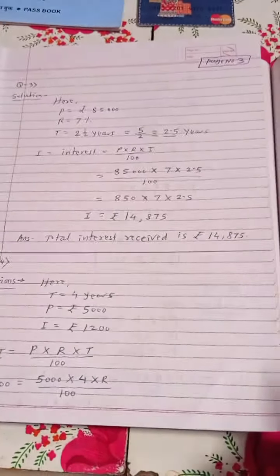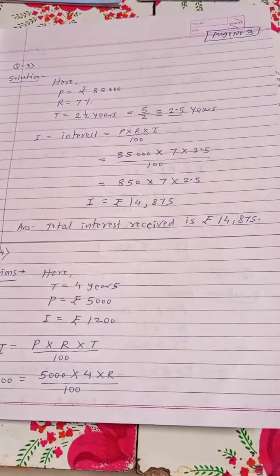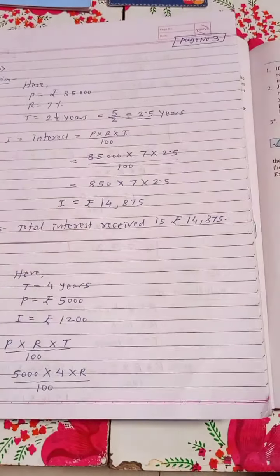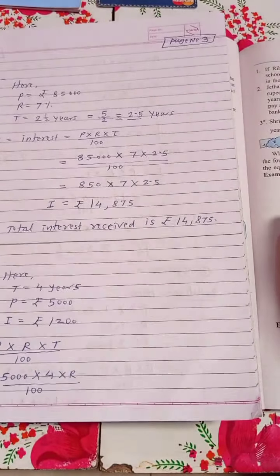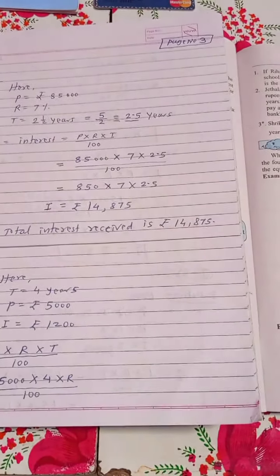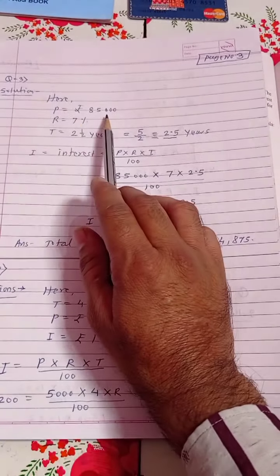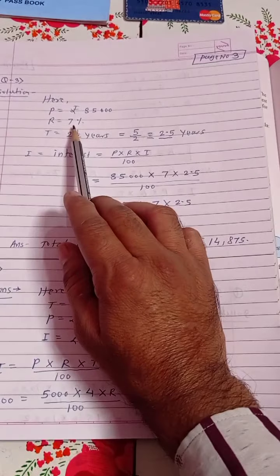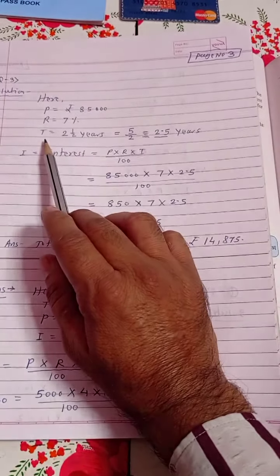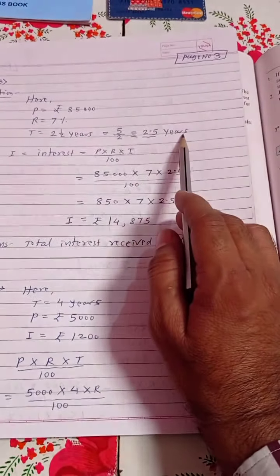Now here one more example I will show you, that is the third one. Srikanth deposited 85,000 rupees for 2.5 years at 7 percent per annum in a savings bank account. Then what is the total interest to be received at the end of the period? Then how to solve? Here, see, principal is 85,000, rate of interest is 7%, and total period is 2.5 years.